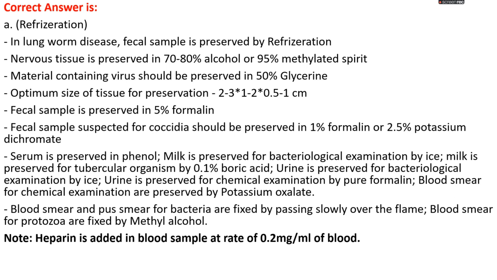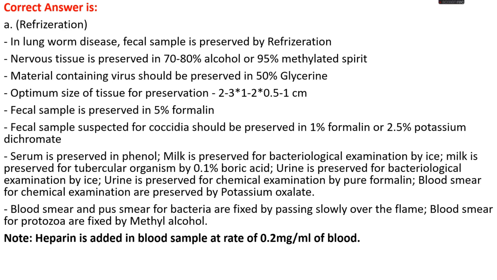while nervous tissue is preserved in 70 to 80% alcohol or 95% methylated spirit. Materials containing a virus should be preserved in 50% glycerin. Okay, the optimum size of tissue for preservation is 2 to 3 centimeters in length, 1 to 2 centimeters in width, and 0.5 to 1 centimeter in height. Okay. A fecal sample should be preserved in 5% formalin. Okay. A fecal sample suspected for coccidia should be preserved in 1% formalin or 2.5% potassium dichromate.